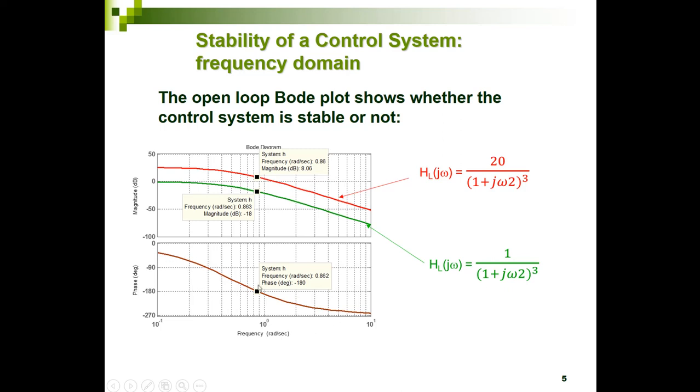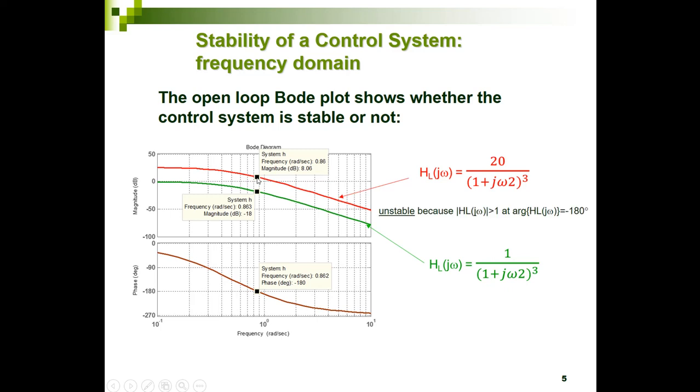So that phase crosses the minus 180 degrees line. So at that value of omega, we have to look whether the amplitude is higher or lower than 1, which is 0 dB in the Bode amplitude plot. So for the green condition, we see that the amplitude is lower than 0 dB, so the amplitude is lower than 1 for this frequency. And for this system, at the same omega, the amplitude is higher than 0 dB, so the amplitude is higher than 1.